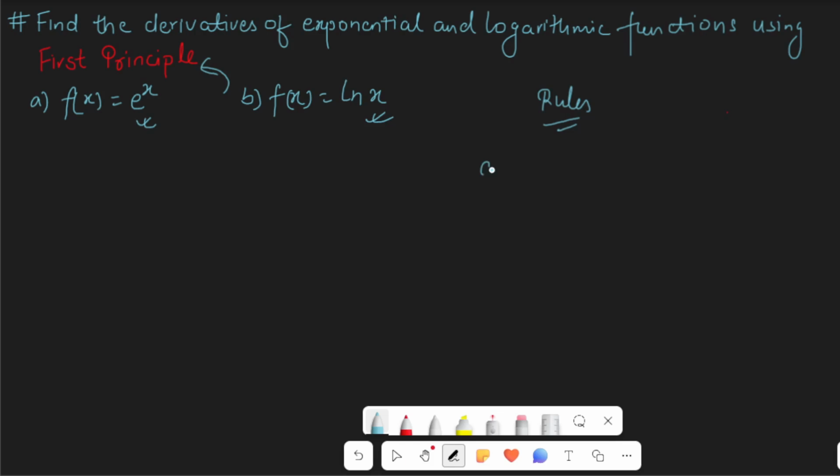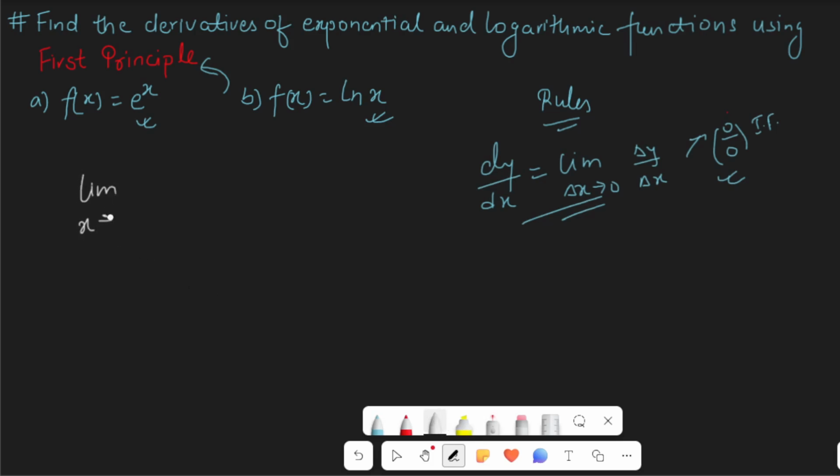So we know first principle states that the derivative of a function y with respect to x is given by this limit. And we also know that this limit would always spit out the indeterminate form 0 by 0. So here also it will spit out 0 by 0 form. So to remove this 0 by 0 form, we'll have to apply special formulas for limit of exponential function. For exponential, we apply this formula, and for logarithmic, we'll be applying this formula.